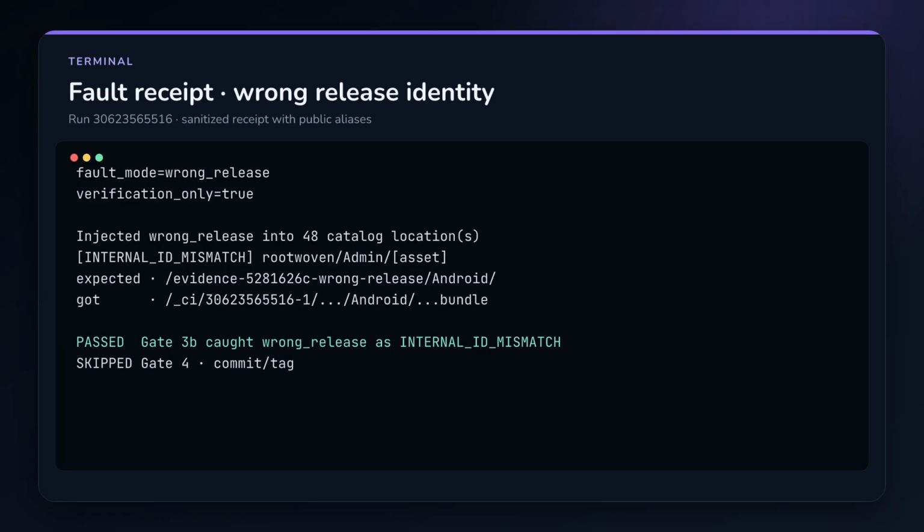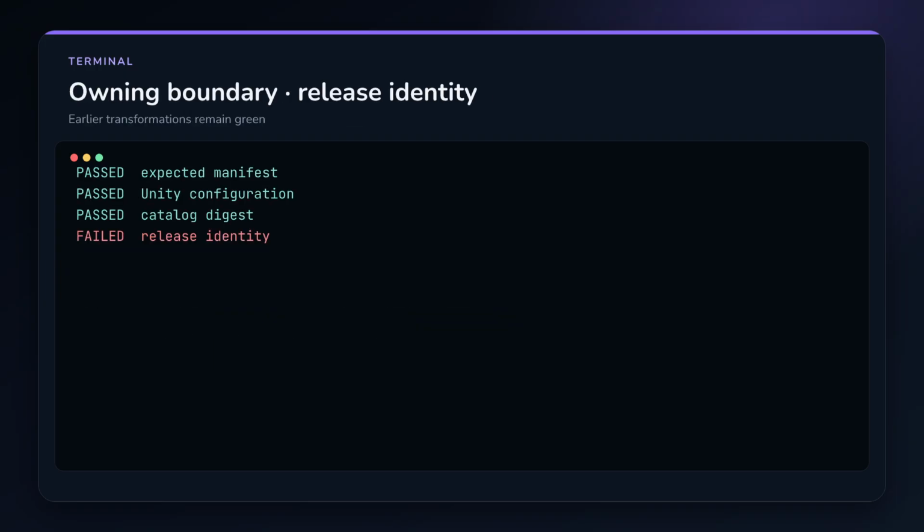The first attack changes the URLs written inside the catalog so they name the quarantine folder. Those bundles exist, so a simple download can still pass. But the catalog now describes the wrong release. The release identity check catches that mismatch before Unity loads anything.